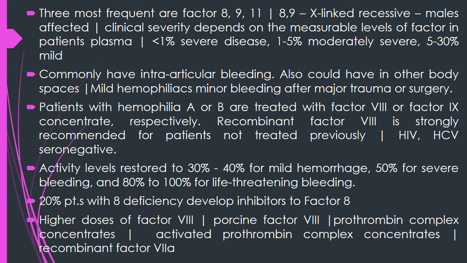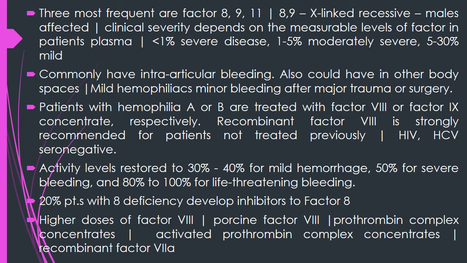The three most frequent factor deficiencies congenitally seen are factor 8 deficiency, hemophilia A, factor 9 deficiency, hemophilia B or Christmas disease, and hemophilia C, which is factor 11 deficiency. All of these are X-linked recessive, meaning that the males have an X and Y chromosome, whereas the females have an X and X. So when one X chromosome gets affected, the females have another dominant X, so they don't have any clinical signs, whereas the males are affected clinically.